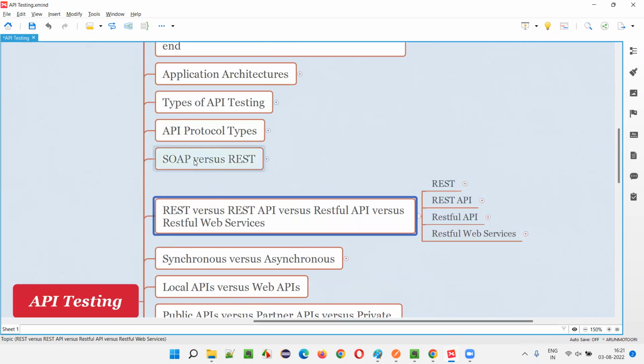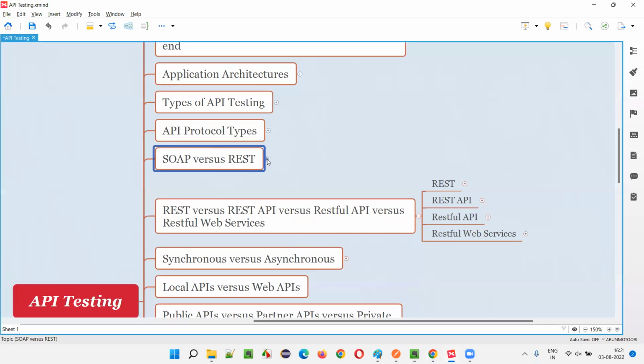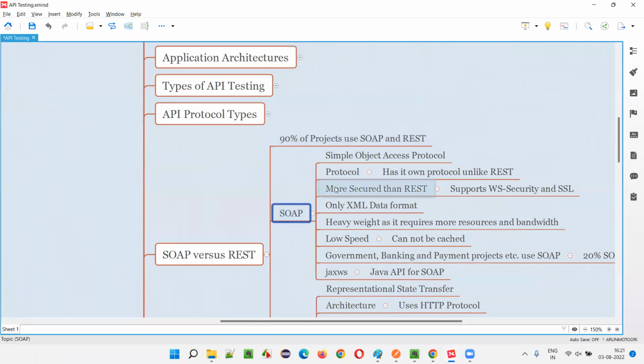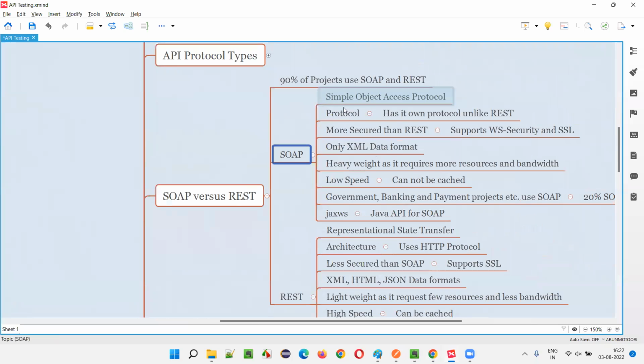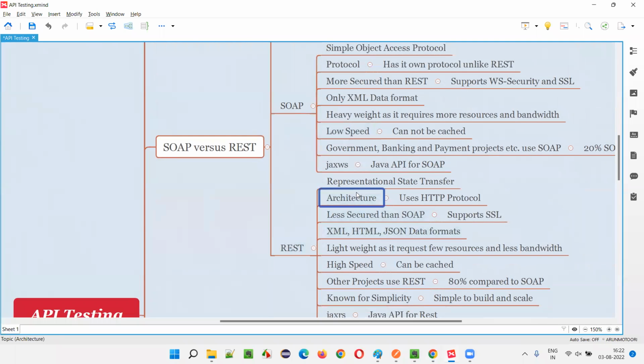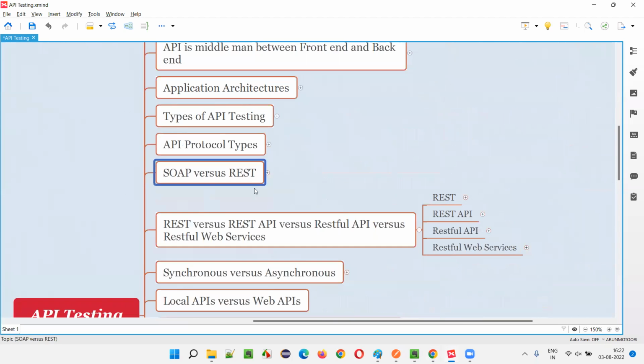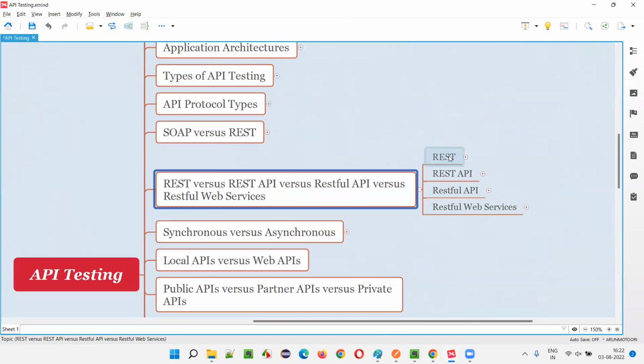As I already covered in the previous session, when I compared SOAP with REST, I mentioned that SOAP is a protocol. SOAP by itself is a protocol, but REST is not a protocol. REST is an architecture. SOAP is a protocol, but REST is an architecture which uses the HTTP protocol. It's an architecture, guys, which uses HTTP or HTTPS protocol for its APIs. So now you would have known what REST is.